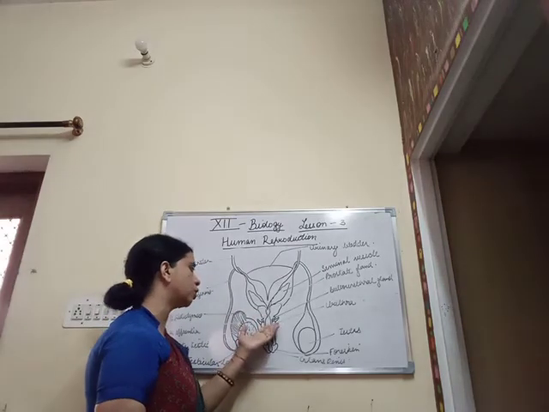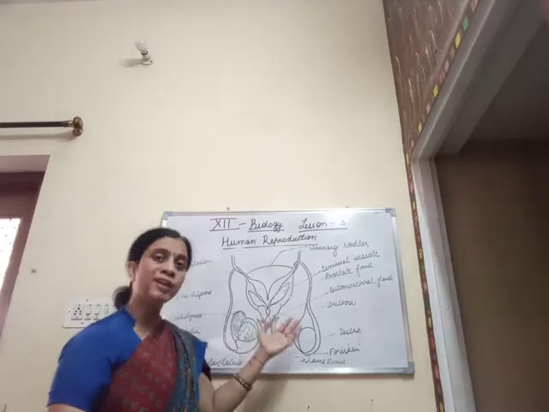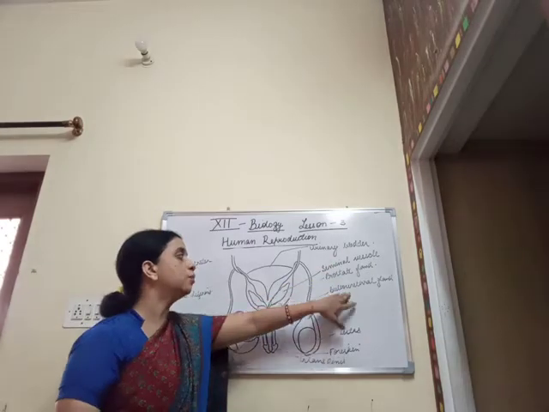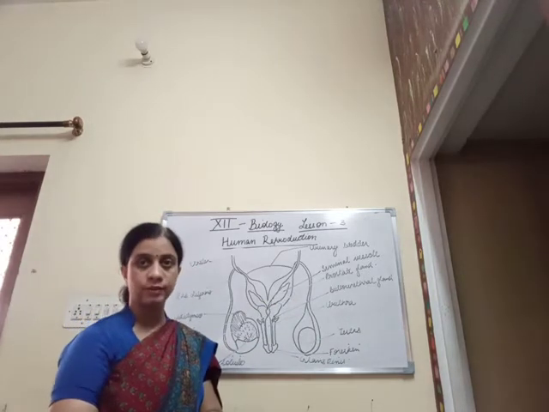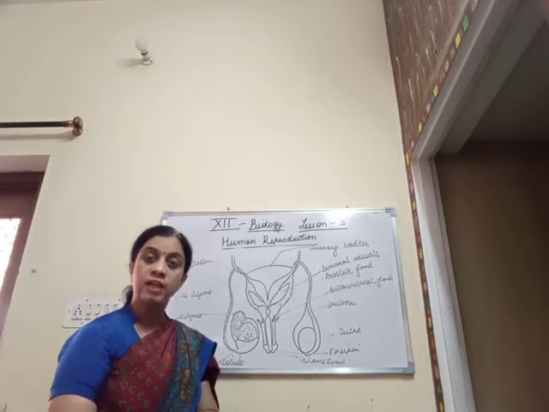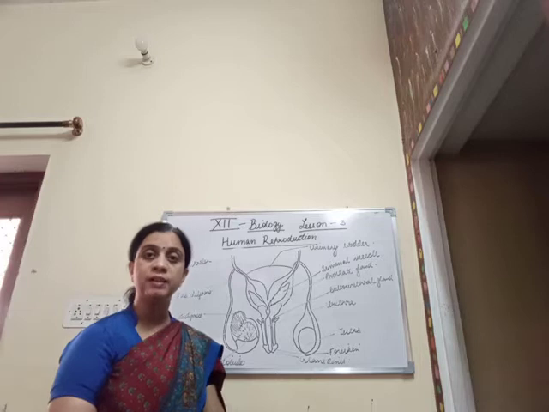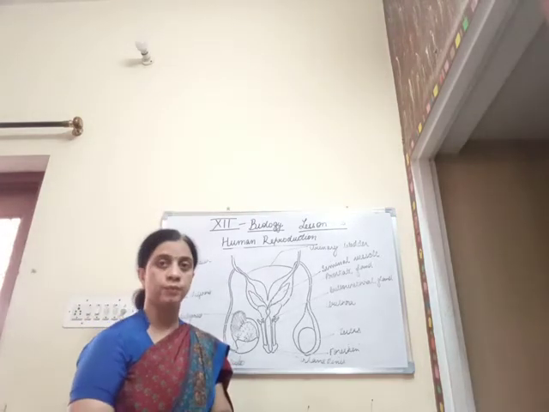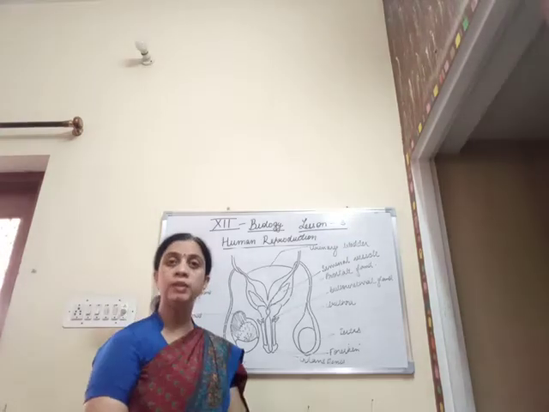Now, opening into the urethra are three glands: the seminal vesicle, the prostate gland and the bulbourethral gland. The secretions of these glands help in the formation of a fluid matrix, which helps in the transport of the male gametes, the sperms, from the male reproductive system to the female reproductive system. This fluid matrix is known as semen.